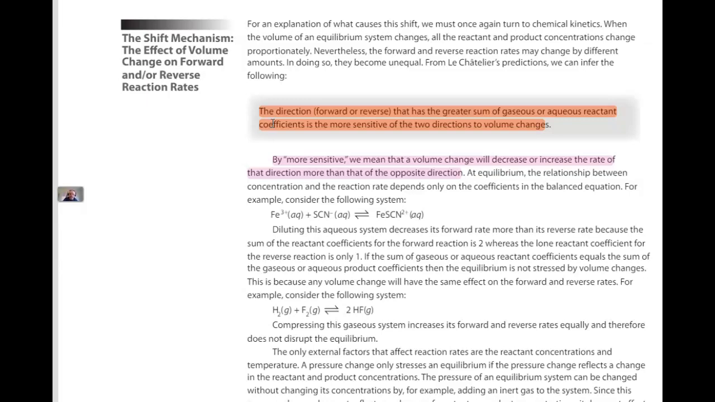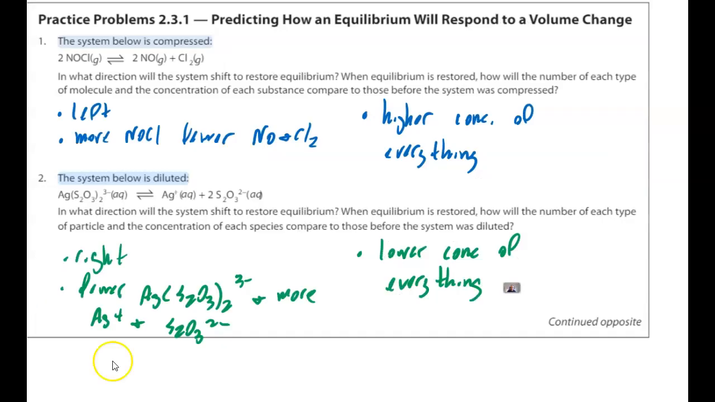And that doesn't tend to make sense until we look at an example. By more sensitive, we mean that a volume change will decrease or increase the rate in that direction more than the rate in the opposite direction. So we're going to go to a sample problem to see how that plays out. We're going to come back to the first practice problem we just did to explain why it shifts left. We know it shifts left.